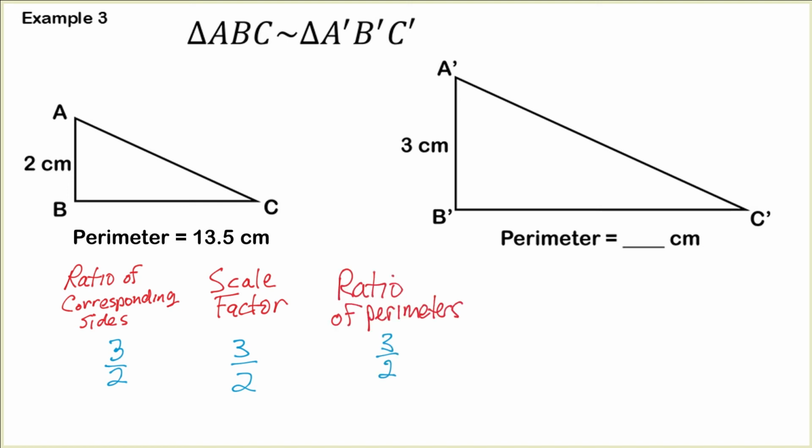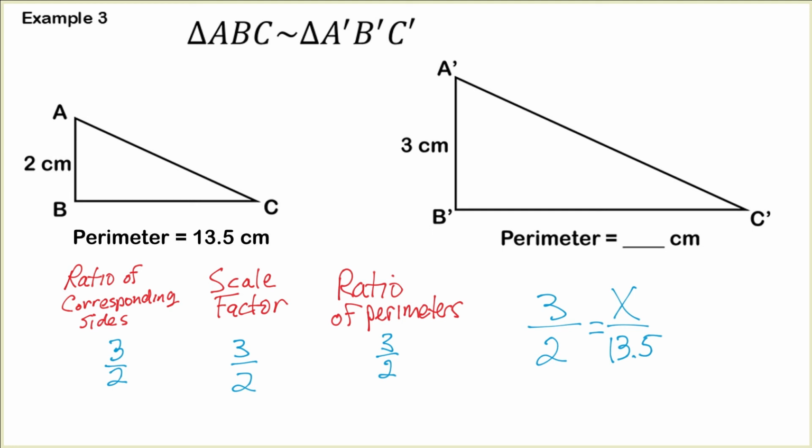So now that we know that fact, we can find the perimeter of the image by using the perimeter of the pre-image. So this is the proportion that will help us solve the problem. We take from the image 3 and from the pre-image 2 equals the perimeter from the image, x, over the perimeter from the pre-image, 13.5. And when we solve that proportion, we will know the perimeter of the image.